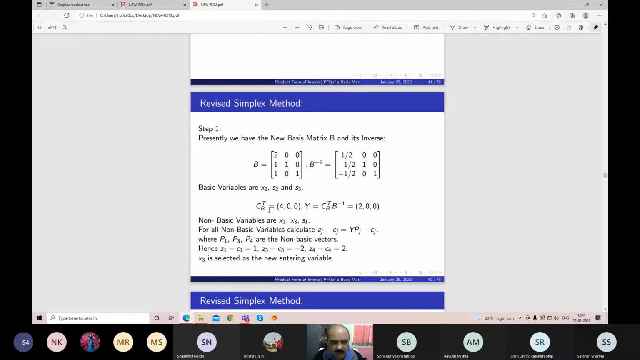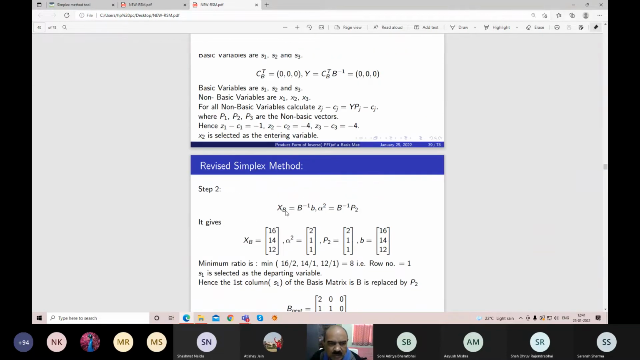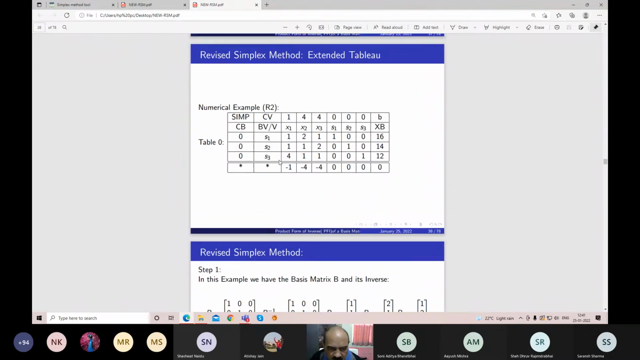Earlier, we wrote S1, S2, S3 as the basic variables and X1, X2, X3 as the non-basic variables. Now X2 is becoming a basic variable, so basic variables are X2, S2, S3. Once we have the basic and non-basic variables, what is the coefficient of the basic variable? See this table. CB will be 400. Right answer, 400.